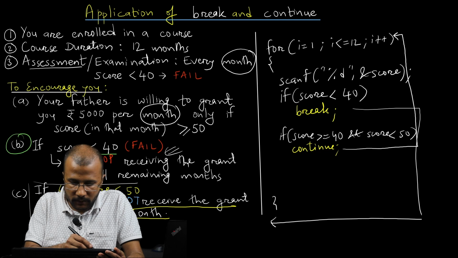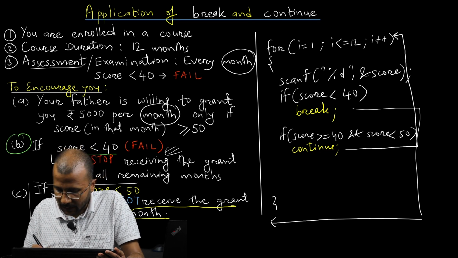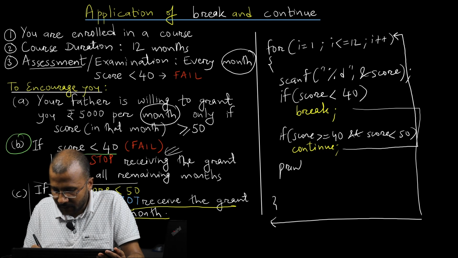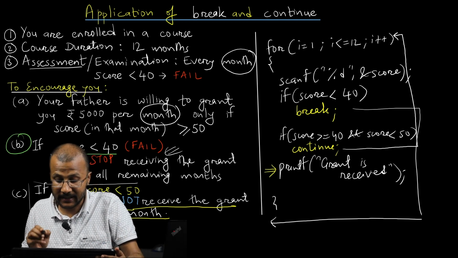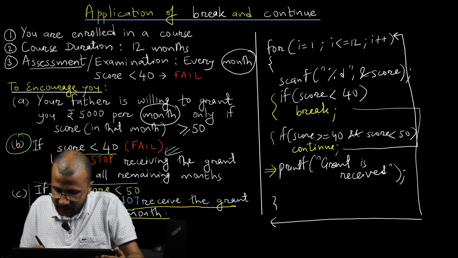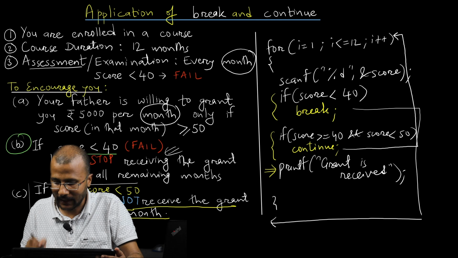At the end, you will write the statement for displaying your grant. So I'll just write printf here: grant is received. Now this statement, that is receiving the grant, will only be executed if both of these conditions are false. Okay, so this is how you can use break and continue.